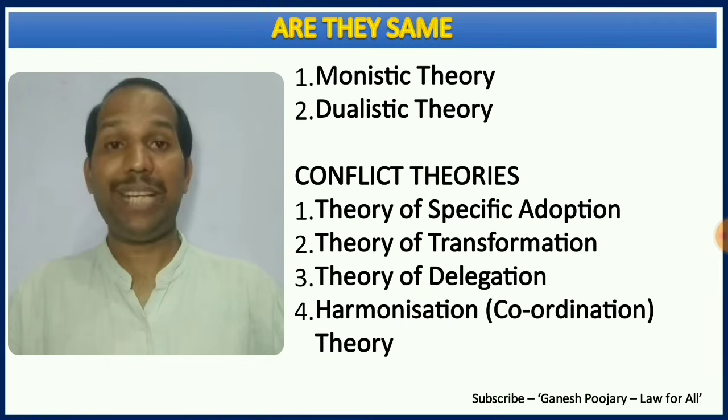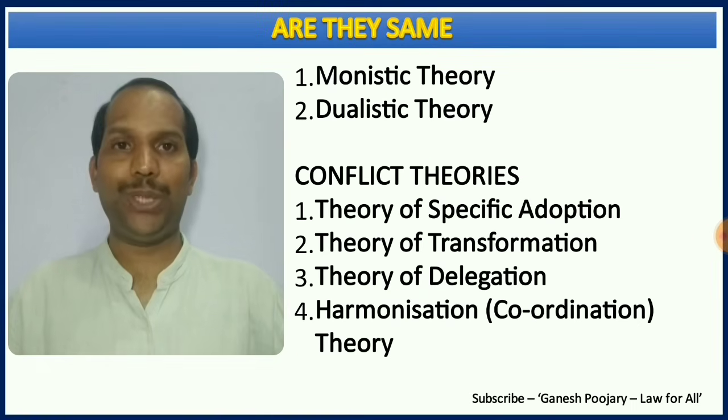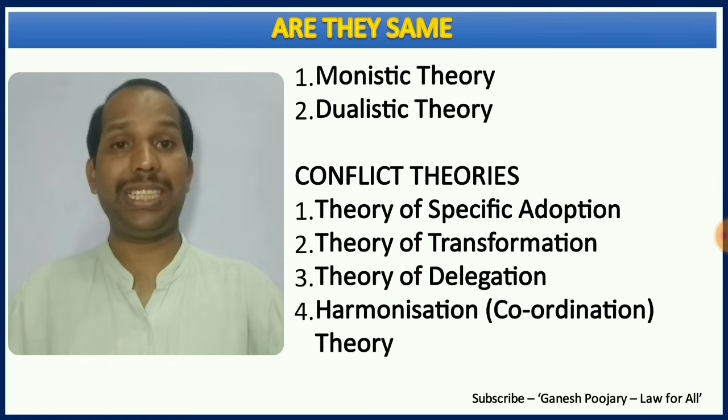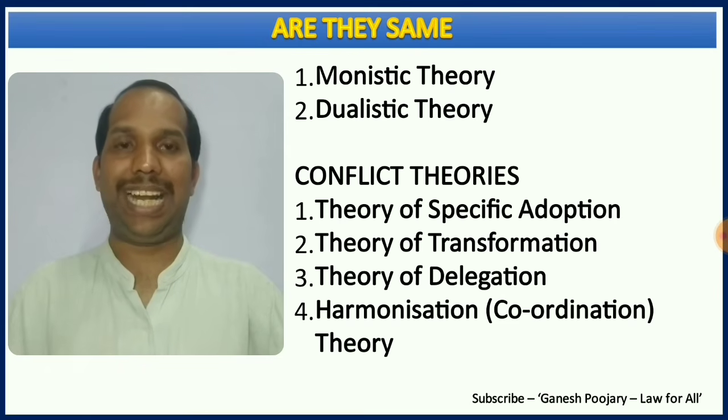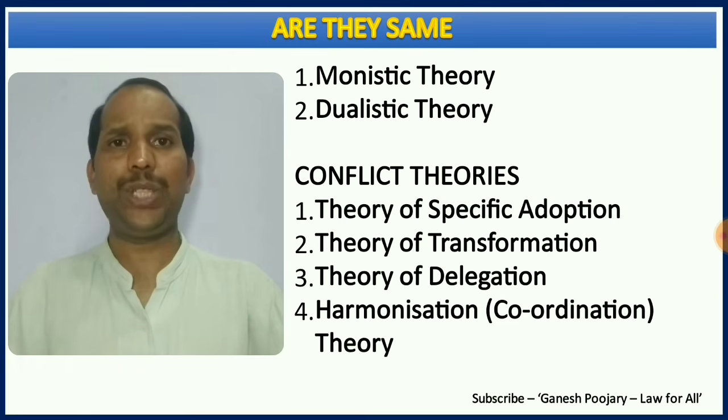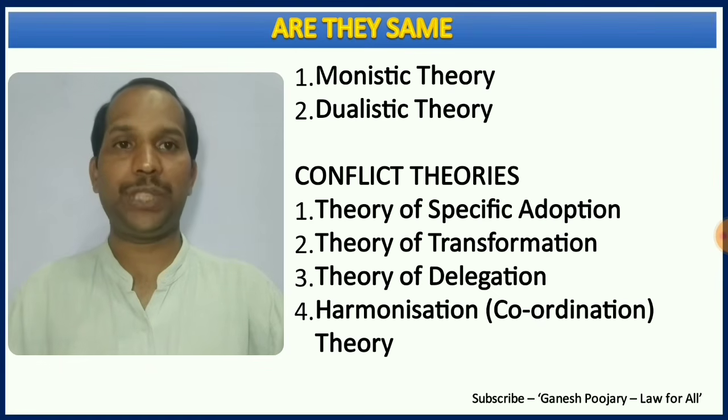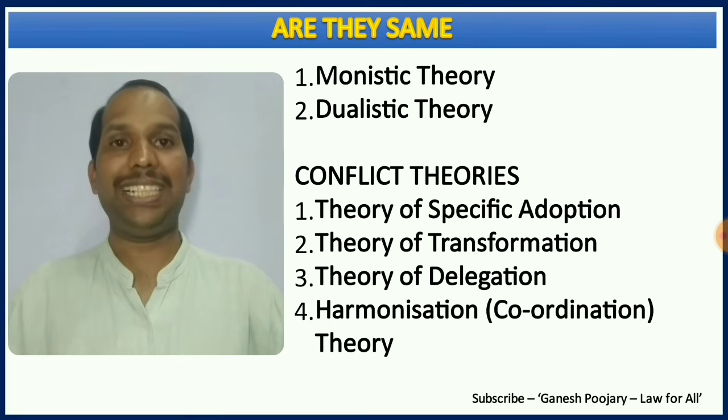This is a common slide which we have already seen in my previous video also. The question is whether municipal laws and international laws are one and the same, and for that we had two important theories which have already been discussed, that is the monistic theory and the dualistic theory. In this video we are going to discuss four important conflict theories. They are the specific adoption theory, the theory of transformation, the theory of delegation, and the theory of harmonization or coordination. Let's try to understand the conflict theories one by one.